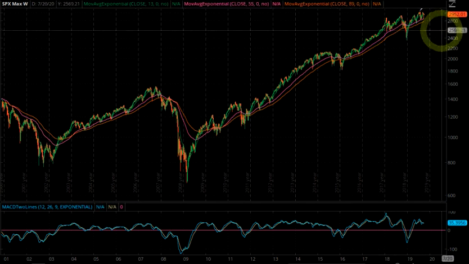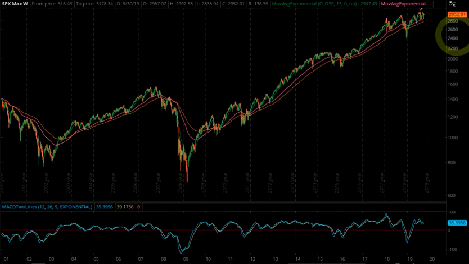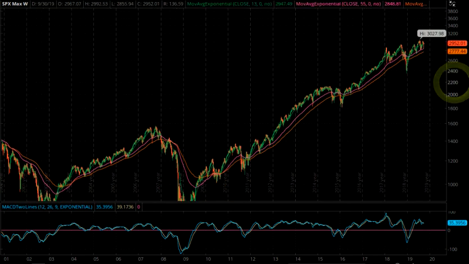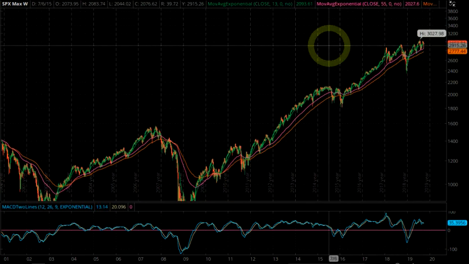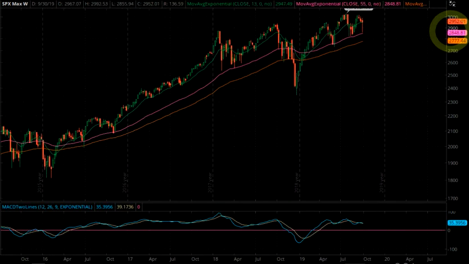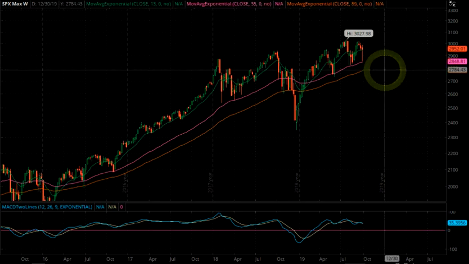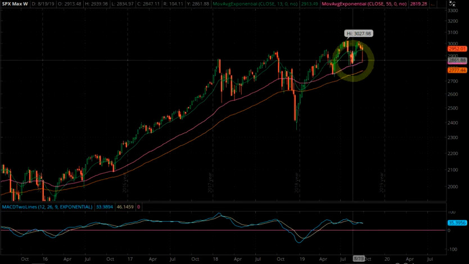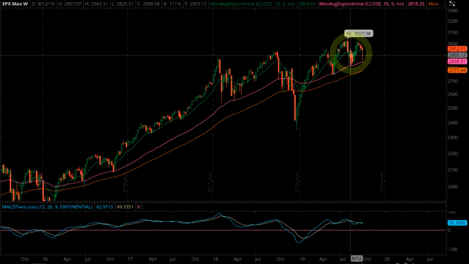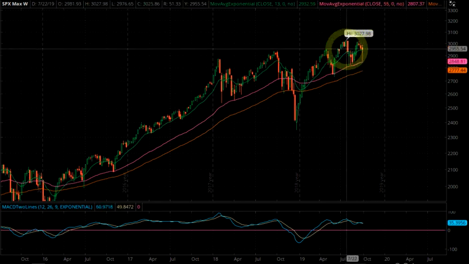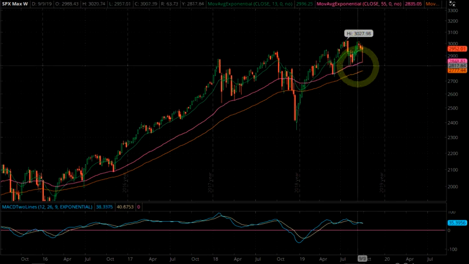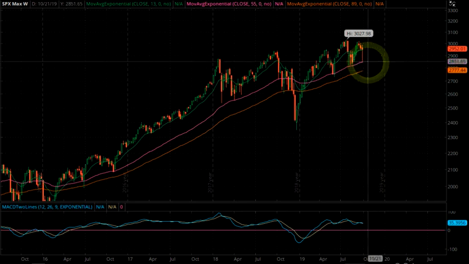Let's zoom out a little bit. Let me get a little bit more room over here. Now, the only way this could be an ending diagonal is if this is some sort of complex wave 4, which I don't think really happens in an ending diagonal very often. So that would be unusual.